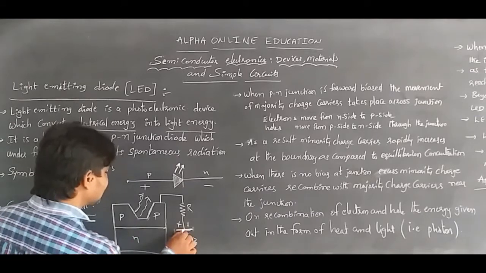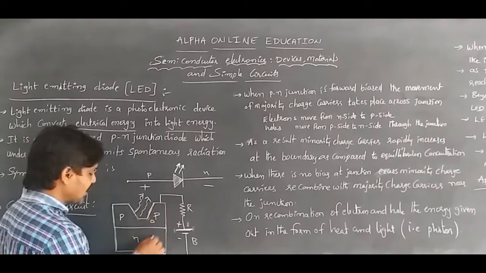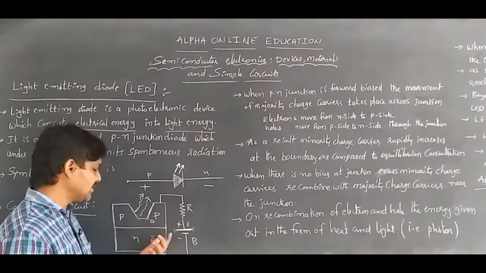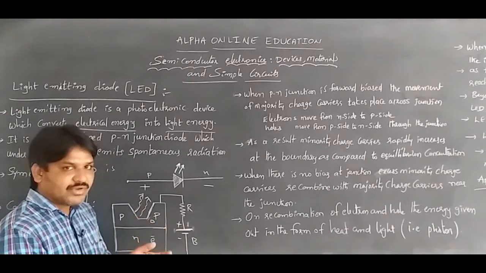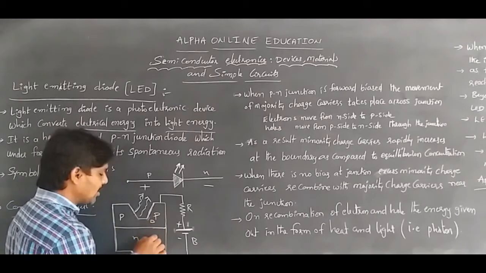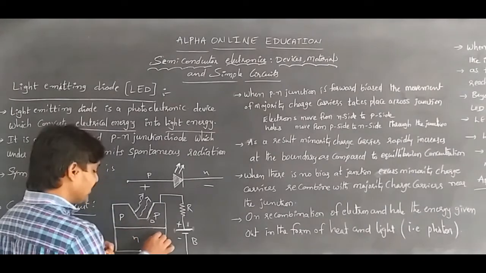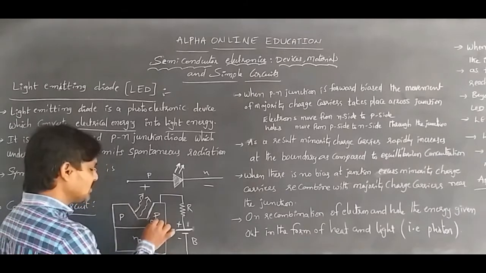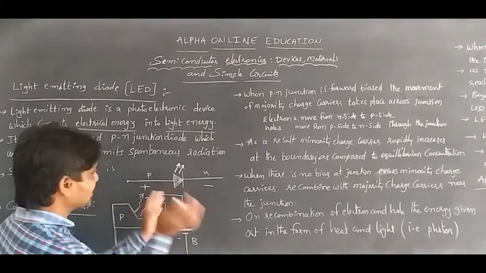When forward biased, in the P type material the majority charge carriers are holes, and in the N type material the majority charge carriers are electrons, and the minority charge carriers are holes. So when the heavily doped PN junction diode is forward biased, electrons move from the N side to the P side, and holes move from the P side to the N side. That means conduction happens.